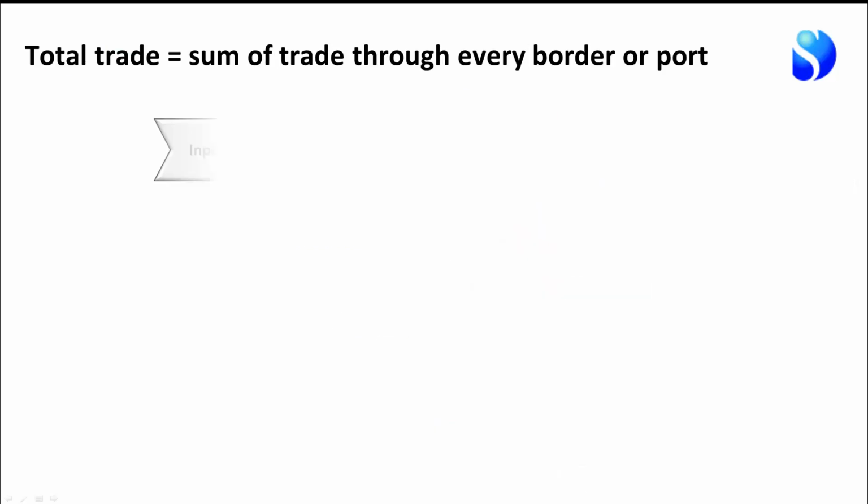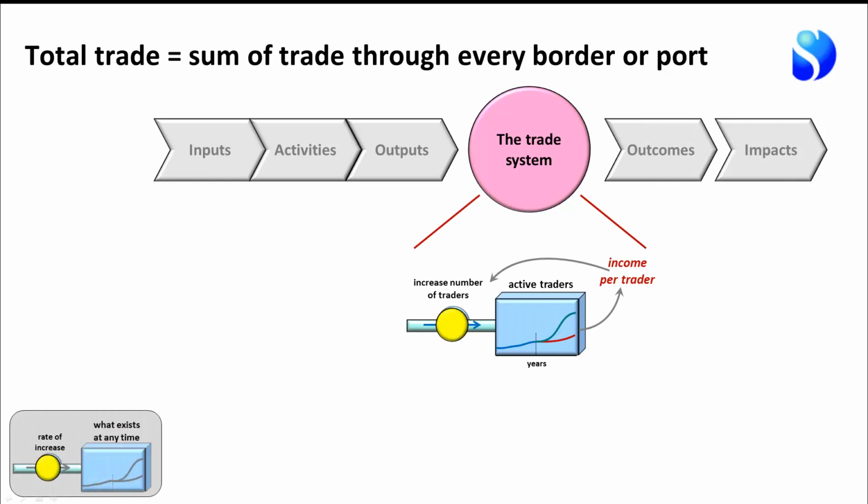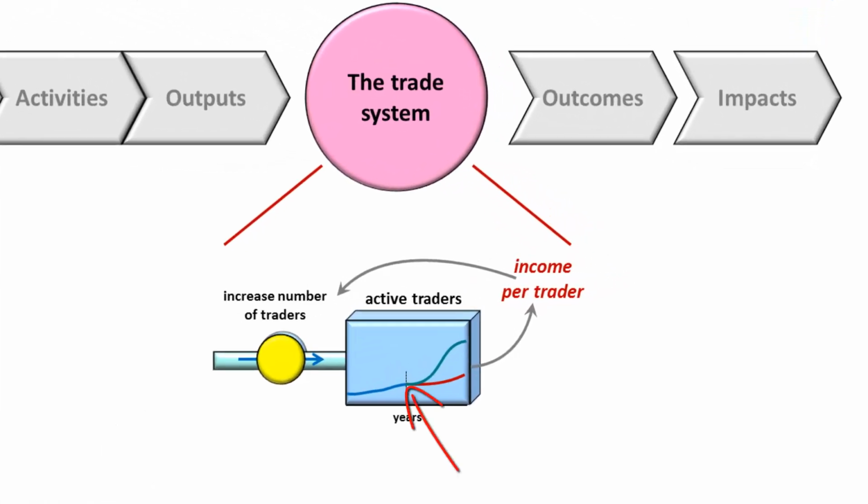So how does this trade system work, recognizing that we've got individual people making decisions to trade? At any point in time, there is a certain quantity of active traders. We don't generally know exactly what that number is, but we can make estimates as to how many of those people, how many of those organizations actually exist near any particular border, near any particular port, for any particular type of product. And the symbols here simply mean that the box in the middle is a stock or a tank containing people who are active traders, and that tank is being added to by people flowing in from the left-hand side.